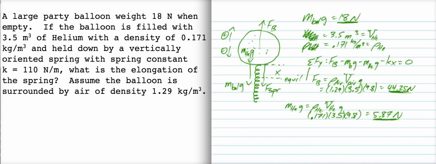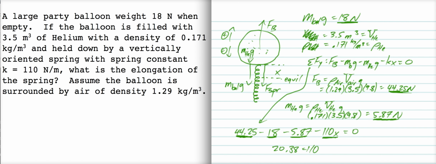So now taking my equation down here and plugging in what I know, I've got 44.25 minus 18 minus 5.87 minus 110x equals 0. This is the buoyancy force, this is the weight of the balloon, this is the weight of the helium, and this is the spring force. So that works out to be 20.38 is equal to 110x, and so x is equal to 0.19 meters. There's the elongation of the spring.